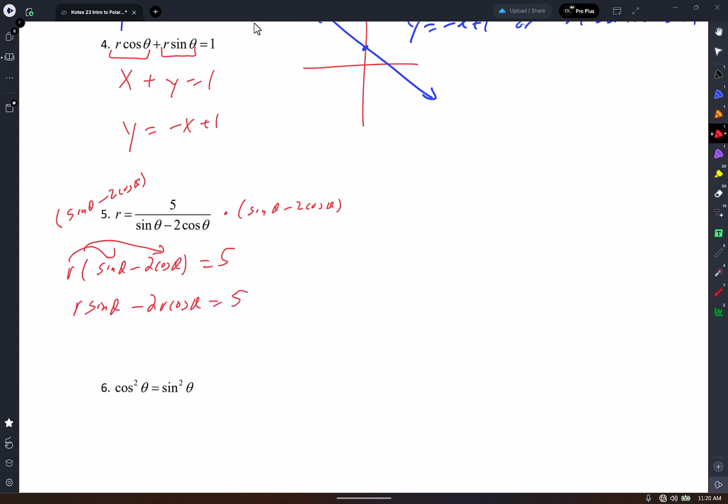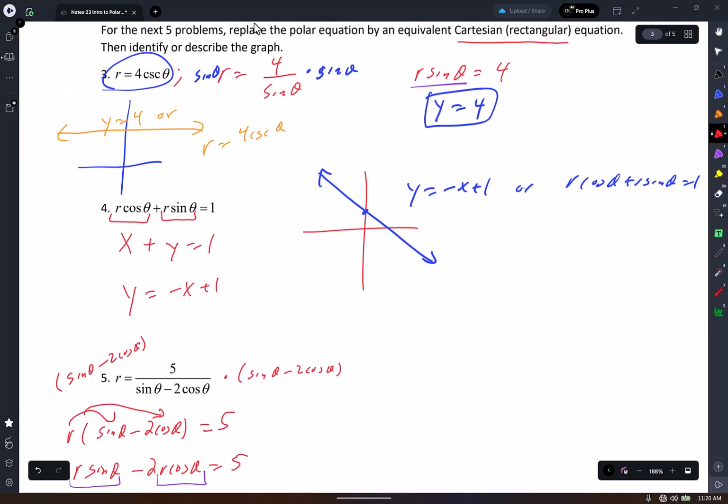See, it's kind of like a puzzle, guys. It's kind of like a puzzle. So it makes things kind of exciting. Are you not entertained? That r sine theta, is this more fun than Roblox?